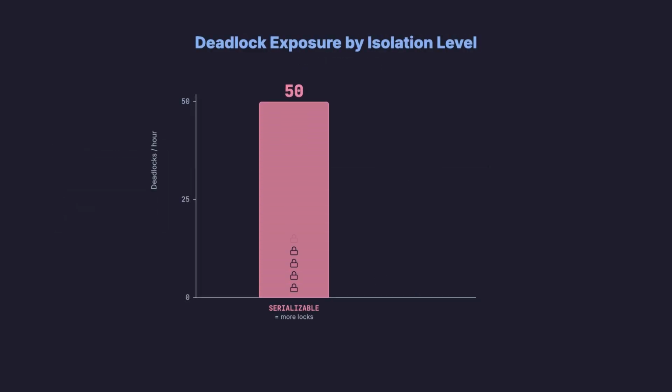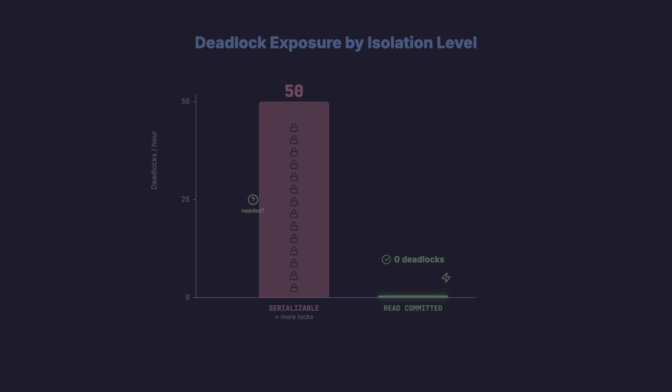A stricter isolation level guarantees more consistency, but it does so by taking more locks and holding them longer. That directly increases your deadlock exposure. So before you reach for serializable, ask yourself whether you actually need the guarantees that those extra locks provide.